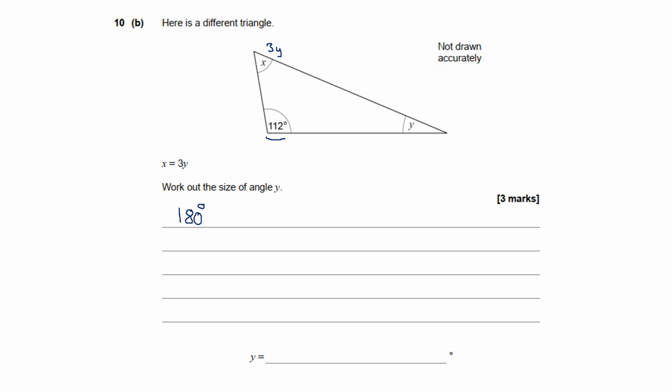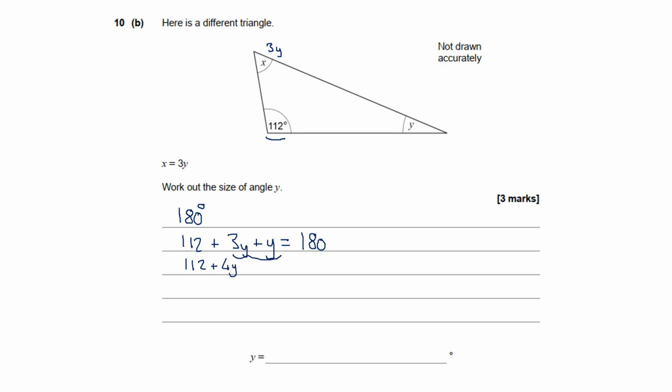So this would mean then that if everything adds to 180, that means that 112, which is this part here, plus 3y, which is here, plus y equals 180. Okay, so that means that 112 plus 4y, because I'm adding these two terms.